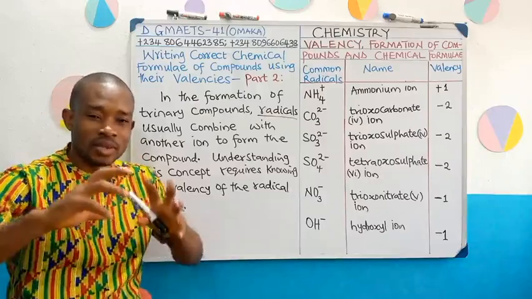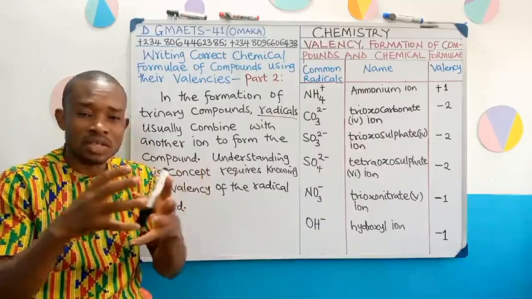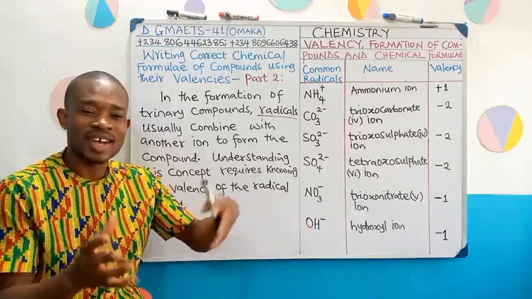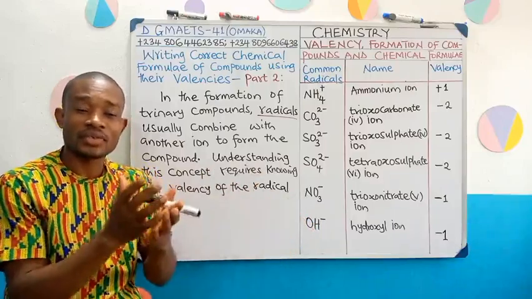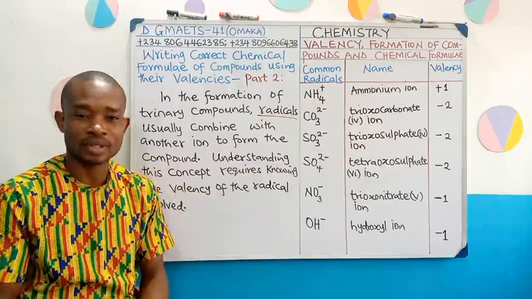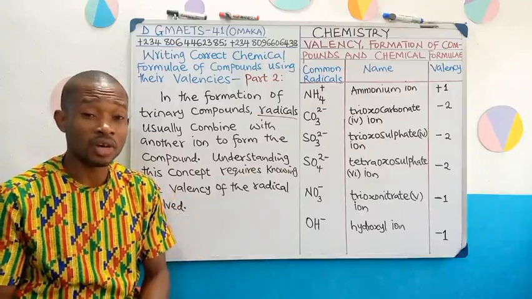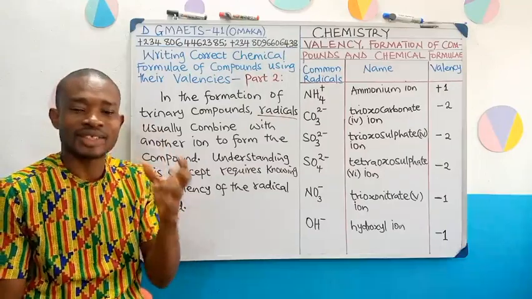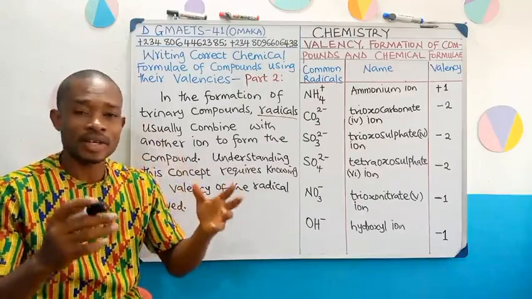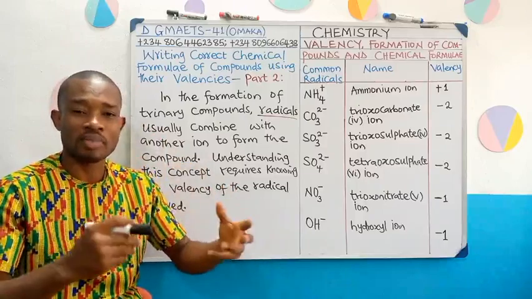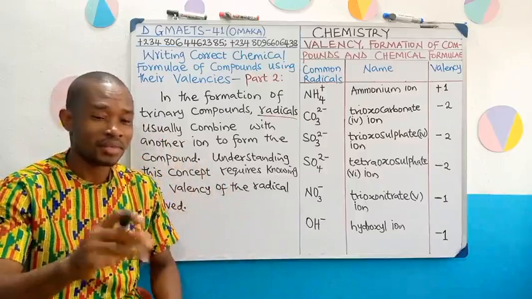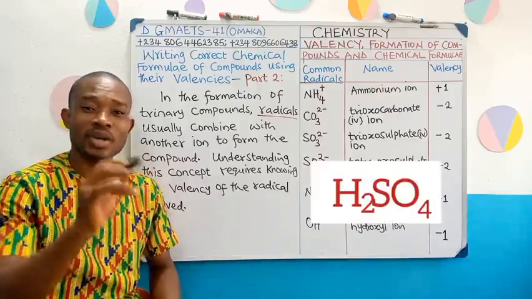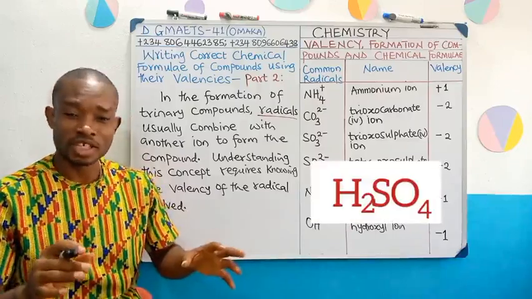That single unit usually contains 2 atoms. So those 2 atoms, which make up the radical, will now react with another ion to make it 3 elements in one compound. So it's very important for us to know the valencies of radicals. Once we are able to understand that concept, then it will become quite easier for us to see how trinary compounds are formed. So that next time, if you want to write tetraoxosulfate 6, you'll remember that it is H2SO4, that it is not HSO4.